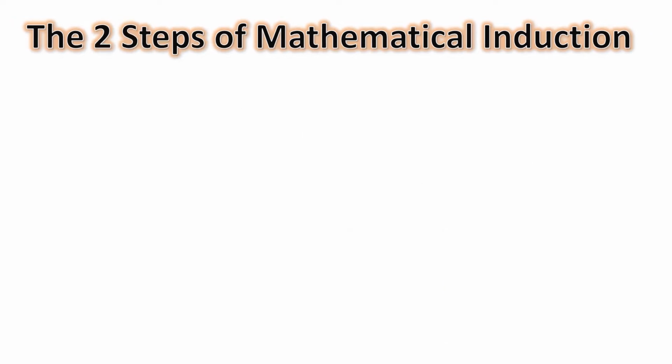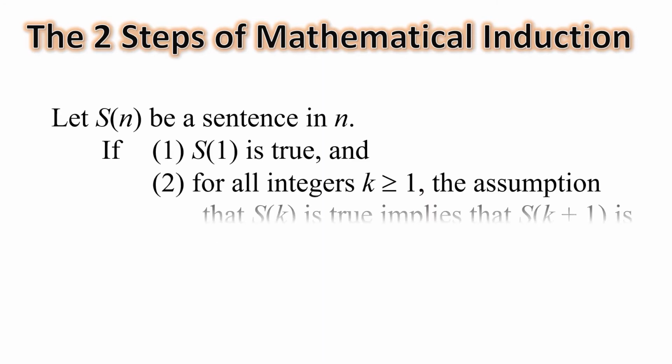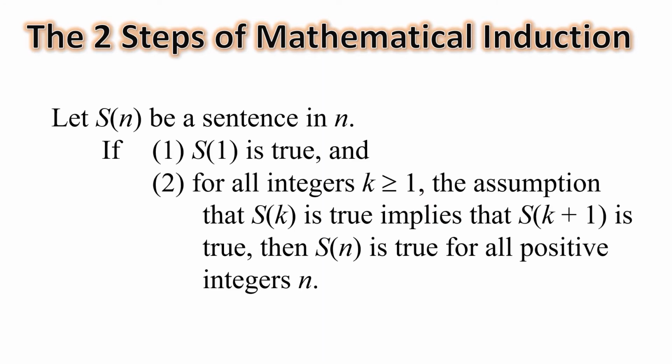There are 2 steps of mathematical induction. Let S of n be a sentence in n. If, number 1, S of 1 is true, and number 2, for all integers k greater than or equal to 1, the assumption that S of k is true implies that S of k plus 1 is true, then S of n is true for all positive integers n. We are to verify these 2 parts in mathematical induction.